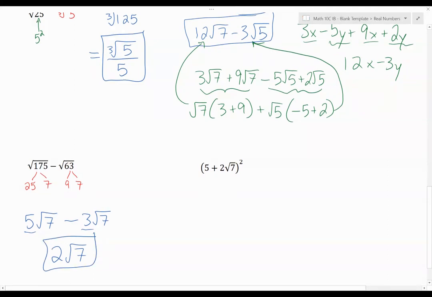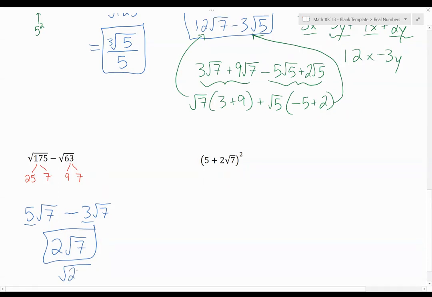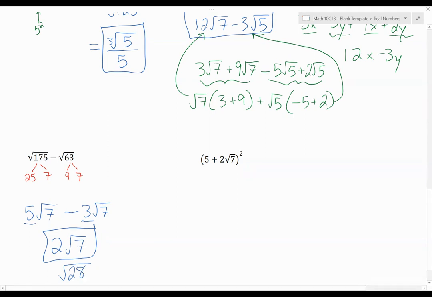If I wanted to re-express that as a whole radical, it doesn't say here I have to, so there's no real reason, but just in case I did, I would then take the 2 inside the root, which means instead of 2, it's the square root of 4. So 4 times 7 is 28. Notice that this is absolutely not what I would get if I took 175 minus 63. So that is not a correct strategy.